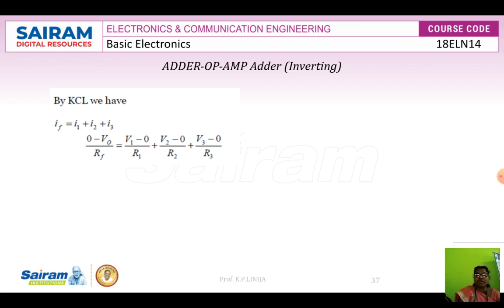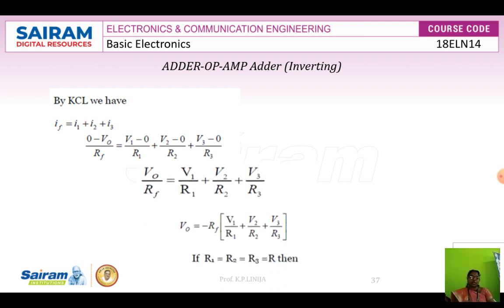Now IF is nothing but 0 minus V0 by RF, because according to the virtual ground concept, whatever voltage potential is at one input terminal will be equal to the voltage potential of the other terminal also. Therefore, according to this concept, we get the equation: IF equals minus V0 by RF, which equals V1 by R1 plus V2 by R2 plus V3 by R3. Therefore, V0 can be written as minus RF into V1 by R1 plus V2 by R2 plus V3 by R3.